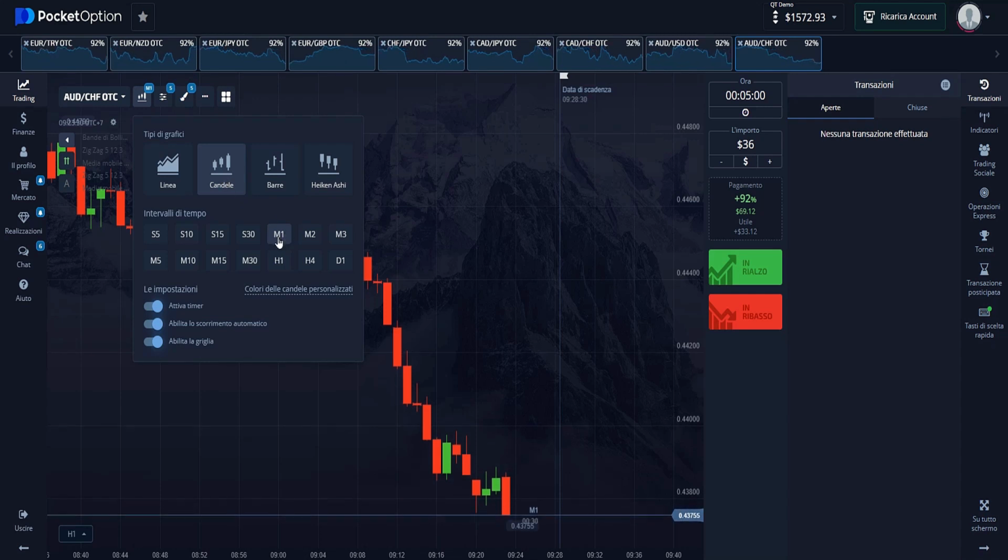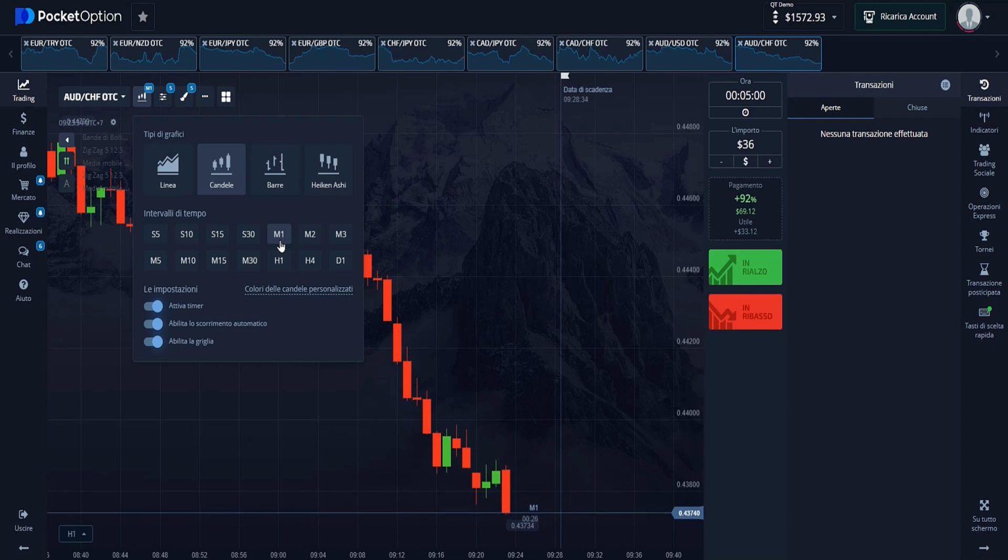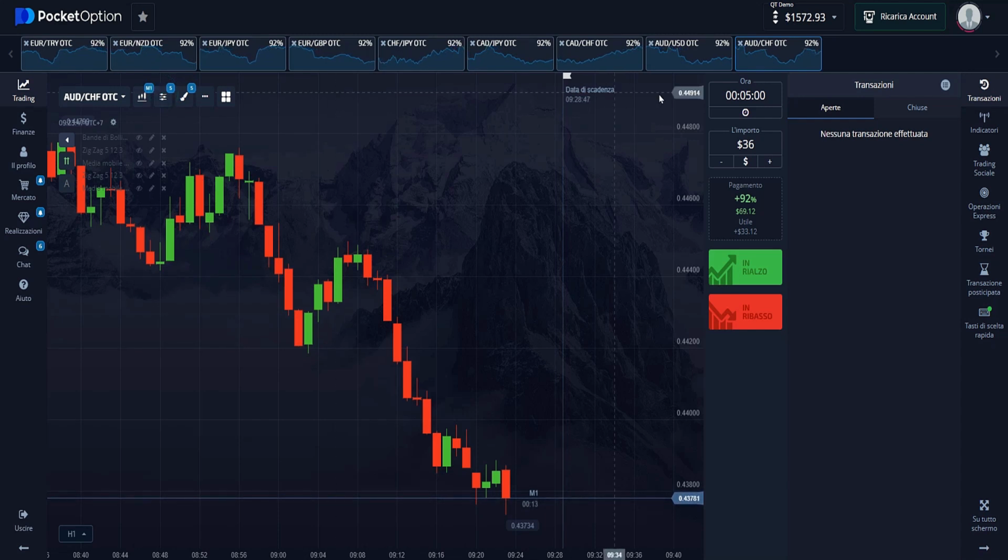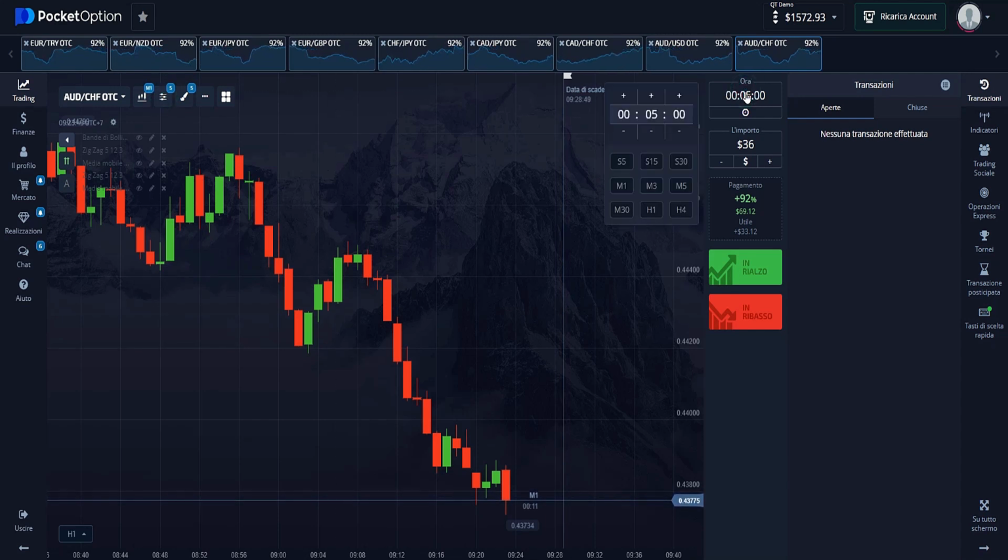We adjust the duration of the candles, for example, 1 minute each. Trade expiry, timed with clock symbol, or candle expiry with flag symbol. For example, let's choose a 3-minute expiry time, which corresponds to the duration of 3 candles.